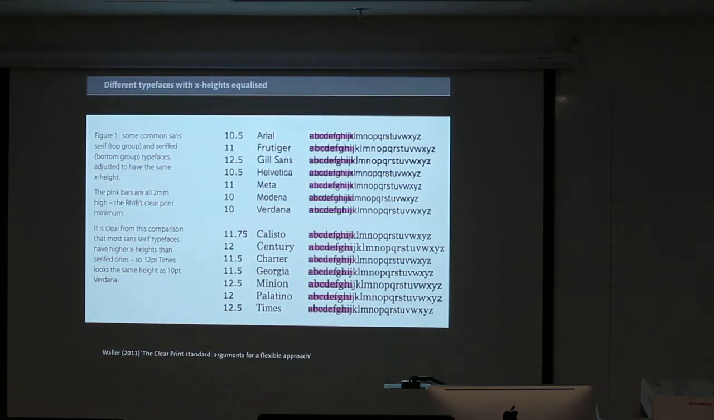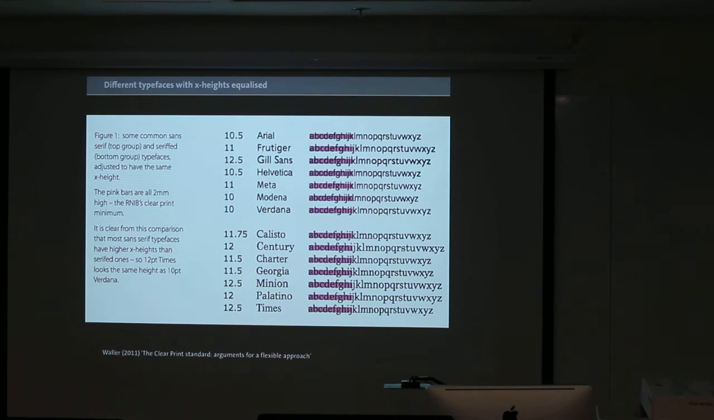Okay. So if you want to make typefaces with different x-heights look like they're the same size, you need to adjust, right? So to equalize them. If you want to combine a typeface with another one, you need to adjust the point size of the smaller typeface so it matches the other typeface. Okay.